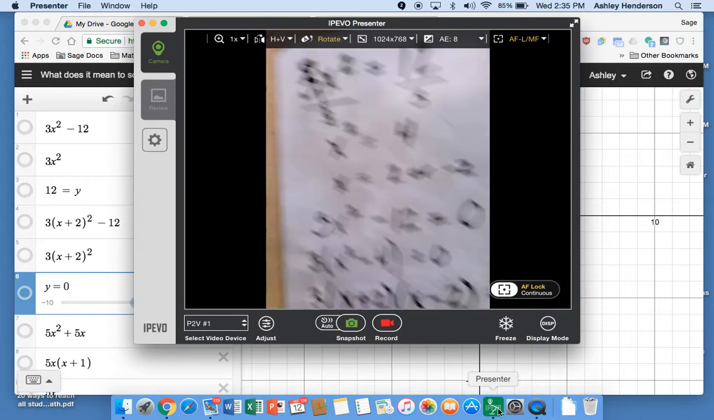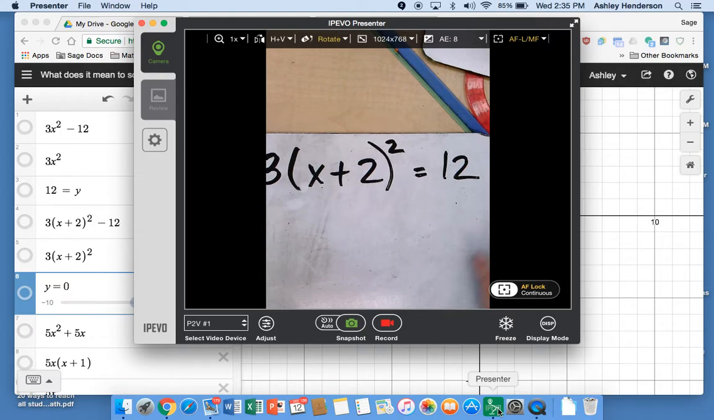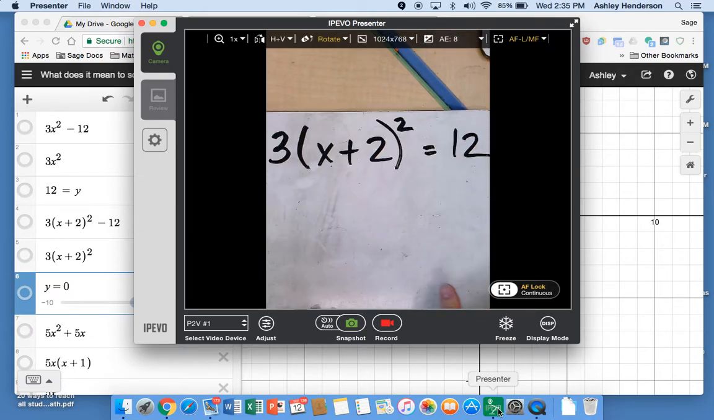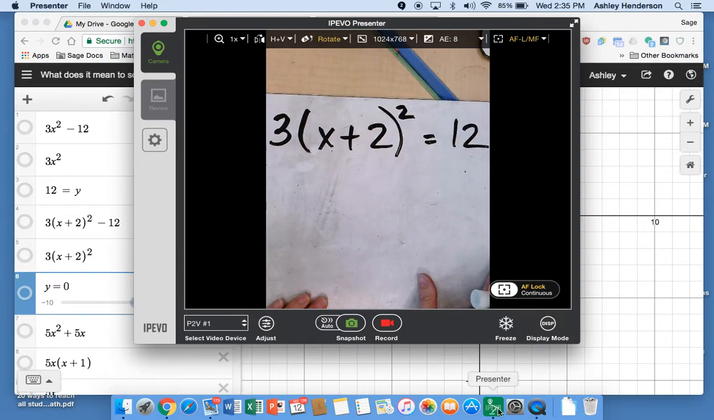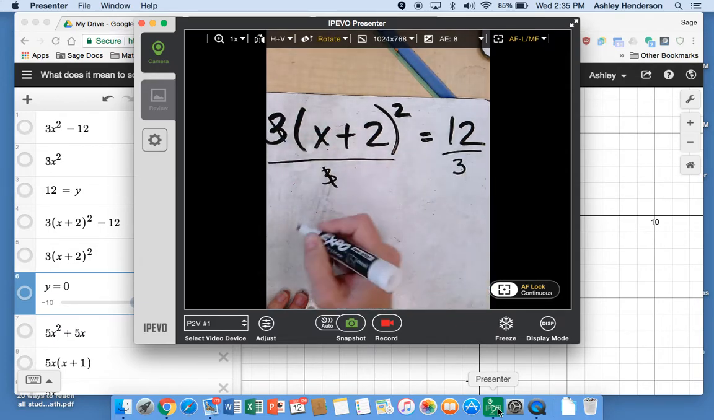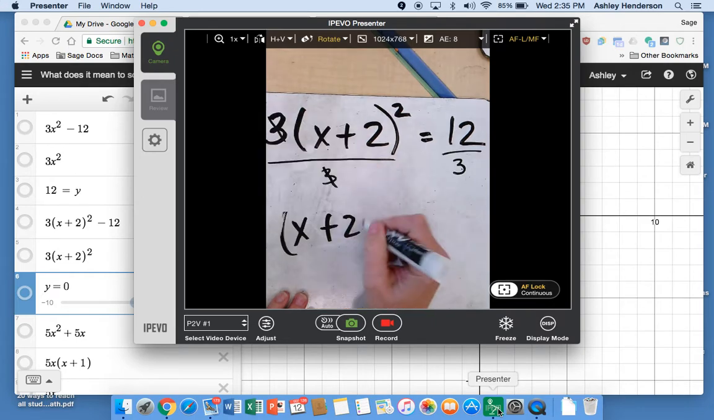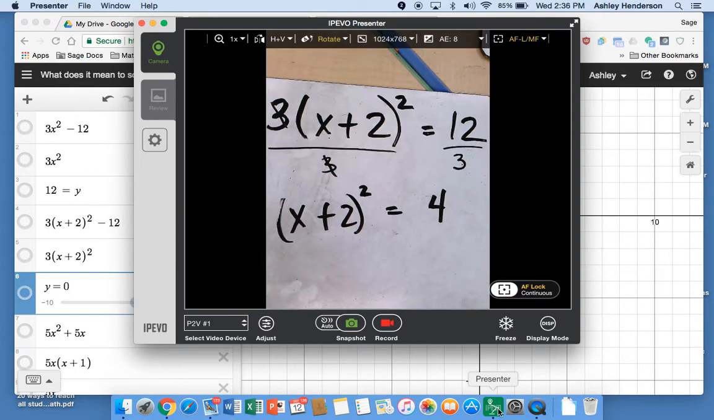What if we look at something like this? 3 times some number plus 2 times itself is 12. Well, this one is doable. Let's see where we could go. We can divide the 3 out, and then some number plus 2 times itself is 4. So the question is, can I answer this question? Is there some number that times itself is 4? Yes, we can answer that question.